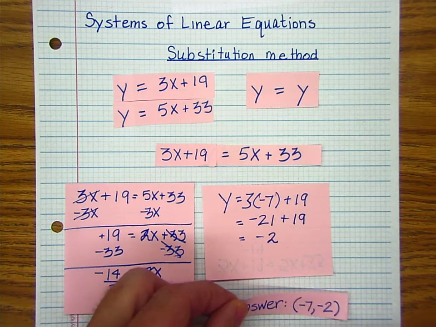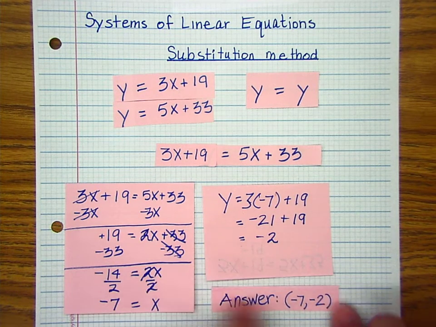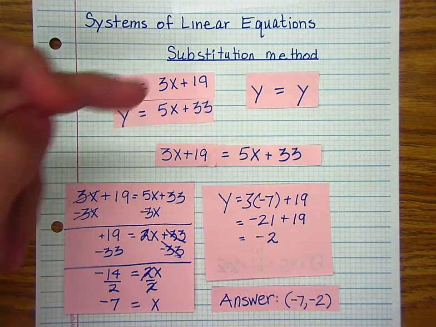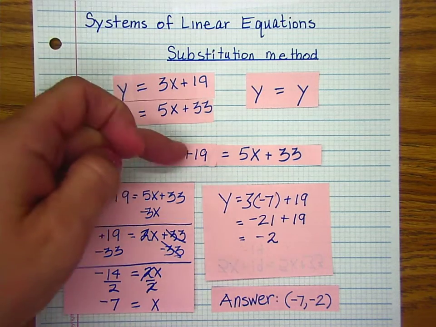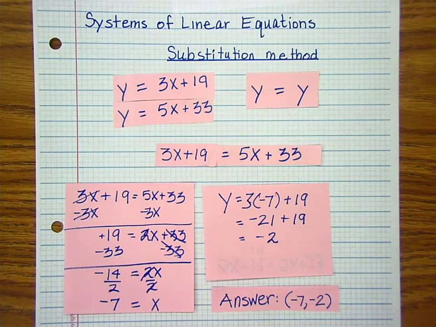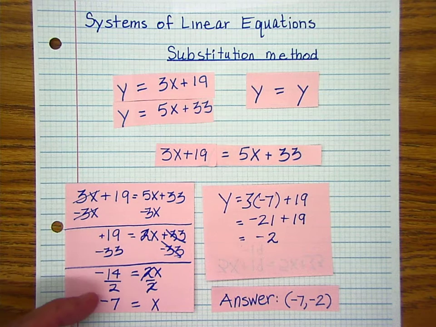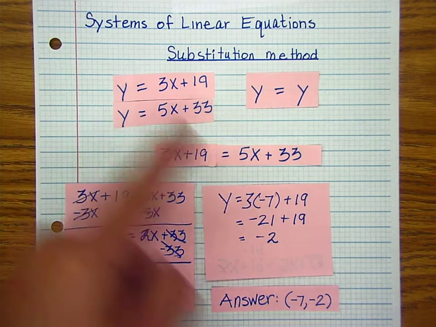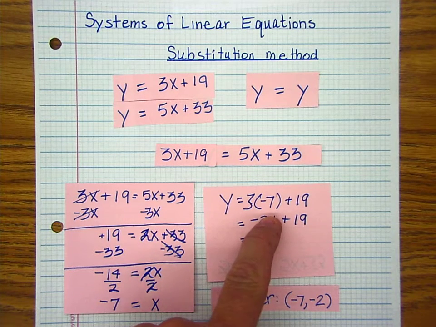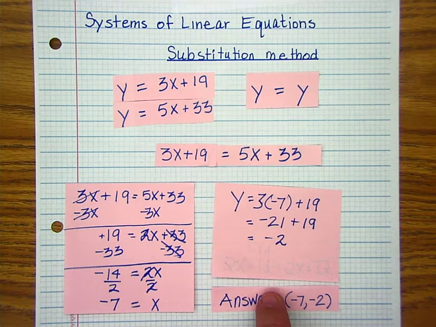The answer is a coordinate pair. You have to report your answer as a coordinate pair, (-7, -2). Remember, taking the value of one, put it into the other, create an equation that has just one variable, solve for that variable, take the answer, plug it back into one of the equations, especially the one that you created, and you get the value of the other variable and you report your answer as a coordinate pair.